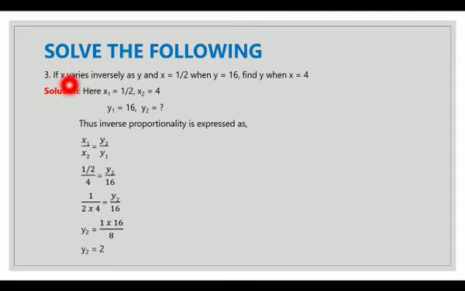The next sum. If x varies inversely as y and x equals 1 upon 2 when y equals 16, find y when x equals 4. Here x1 equals 1 upon 2, y1 equals 16, x2 equals 4, y2 we need to find out. Thus inverse proportionality is expressed as x1 upon x2 equals y2 upon y1. Now we need to just substitute the values. X1 that is 1 upon 2 upon x2 that is 4 equals y2 upon 16. So 1 upon 2 into 4 equals y2 upon 16.